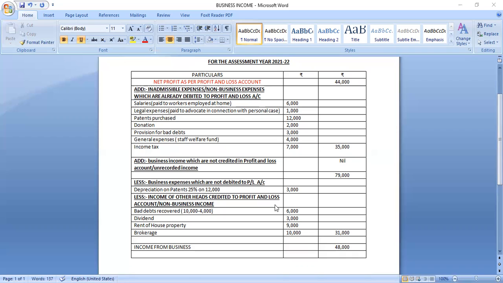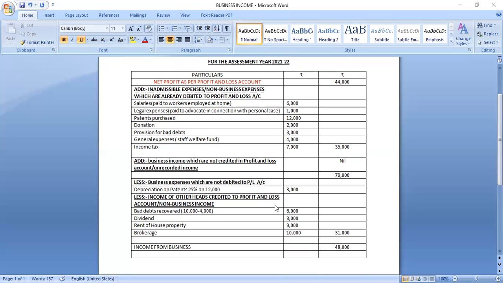We have to take non-business income, that is, income which falls under other heads of income, like income from other sources or income from house property. Okay, next. Dividend. As you know, dividend comes under income from other sources. It doesn't fall under business income. Next, rent of house property. It falls under income from house property. It doesn't fall under business income.